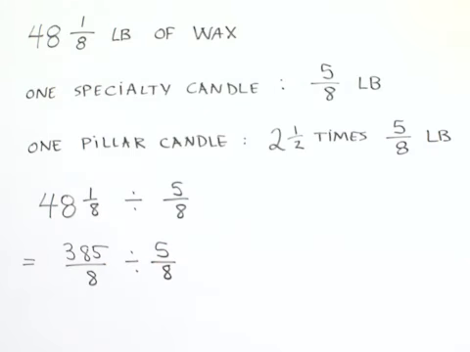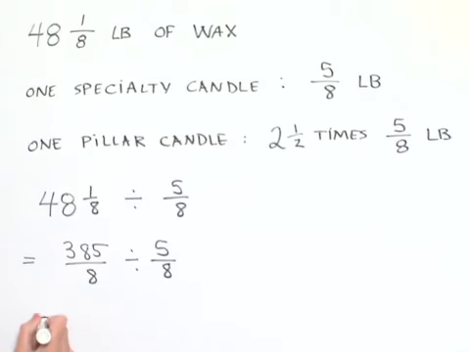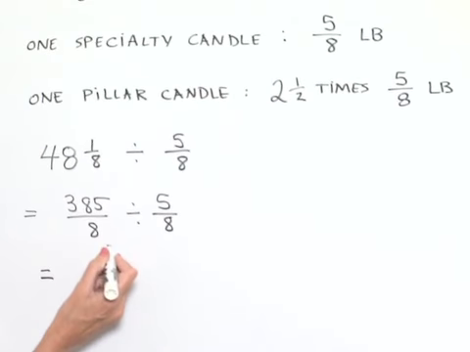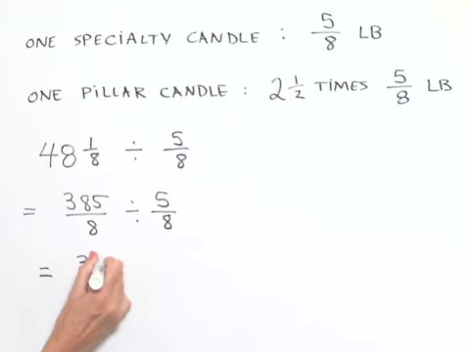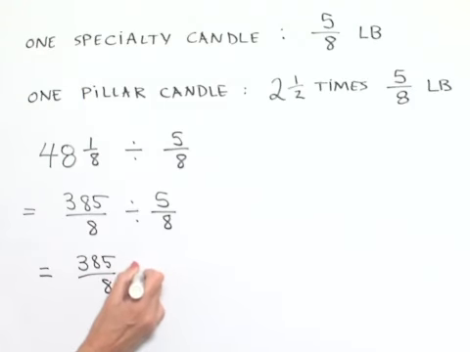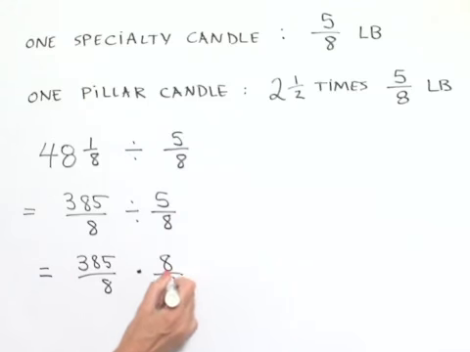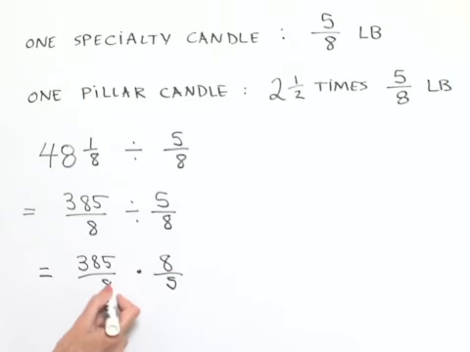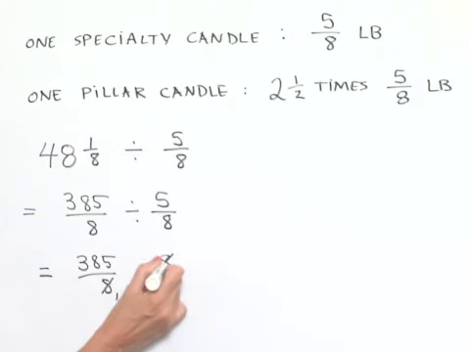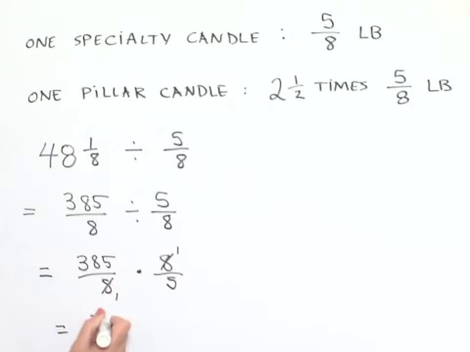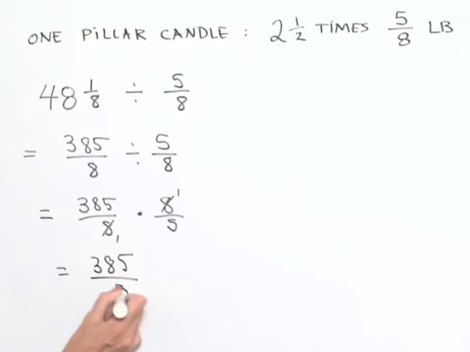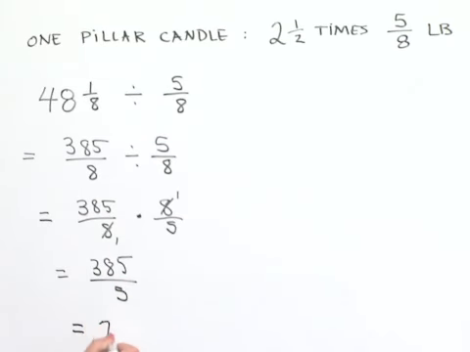When we work with division of fractions, recall that we change this into a multiplication problem. We leave the first fraction alone, 385 divided by 8, and then we multiply that times the reciprocal of the second fraction. So that's multiplied times 8/5. We now notice that our 8 is a common factor in the product, so that will be divided out. That leaves us with 385 divided by 5. That quotient is a value of 77, which means that we can end up having 77 candles made with this amount of wax.